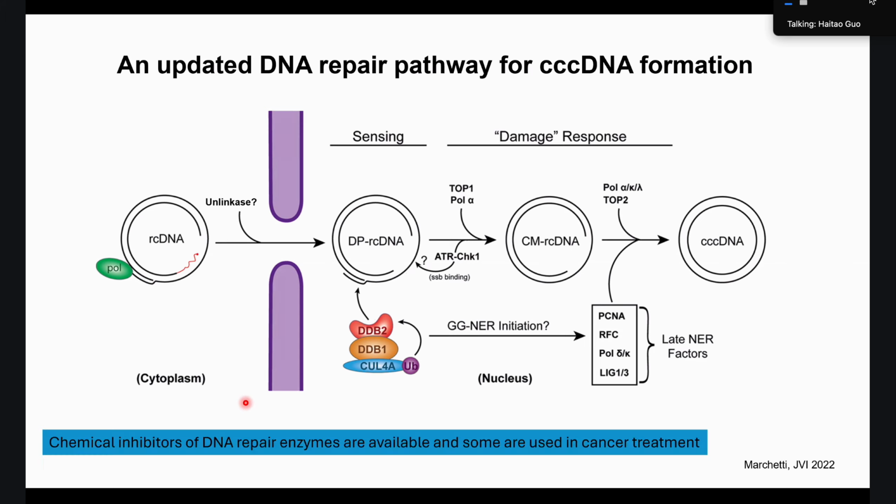So for a lot of those DNA repair factors, we actually have chemical inhibitors available, and some are even used in cancer treatment. So those can be tested for inhibiting cccDNA formation.